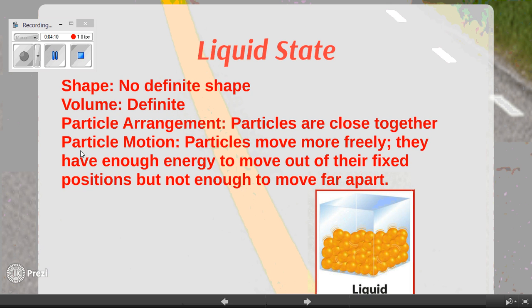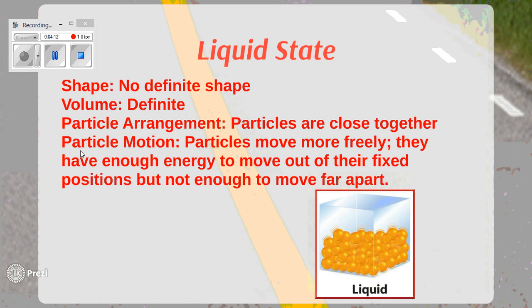Their motion: the particles are able to move around freely. They have enough energy to move out of their fixed positions, but not enough to move very far apart. So all of these particles are more spread apart from each other than they are in a solid. They can move freely, but they don't have enough energy to move too far away from each other.